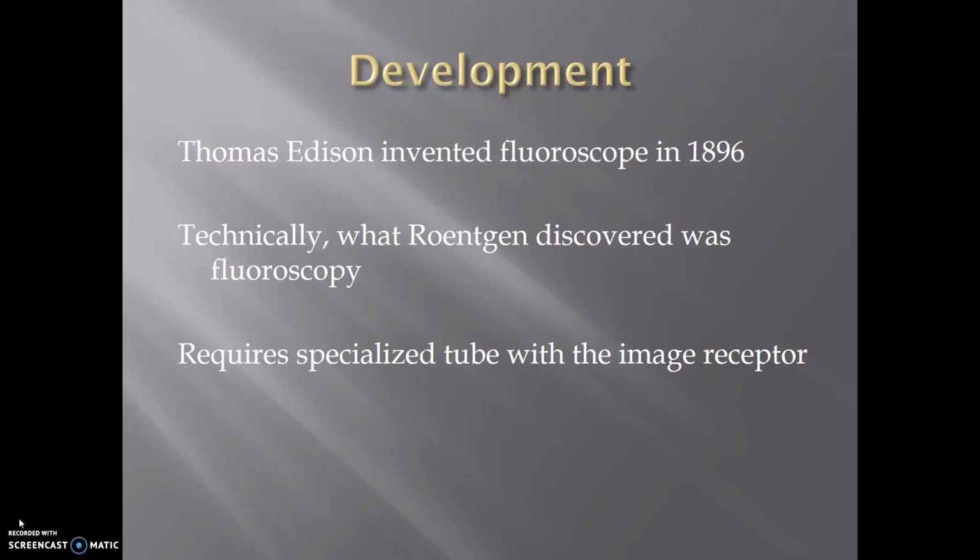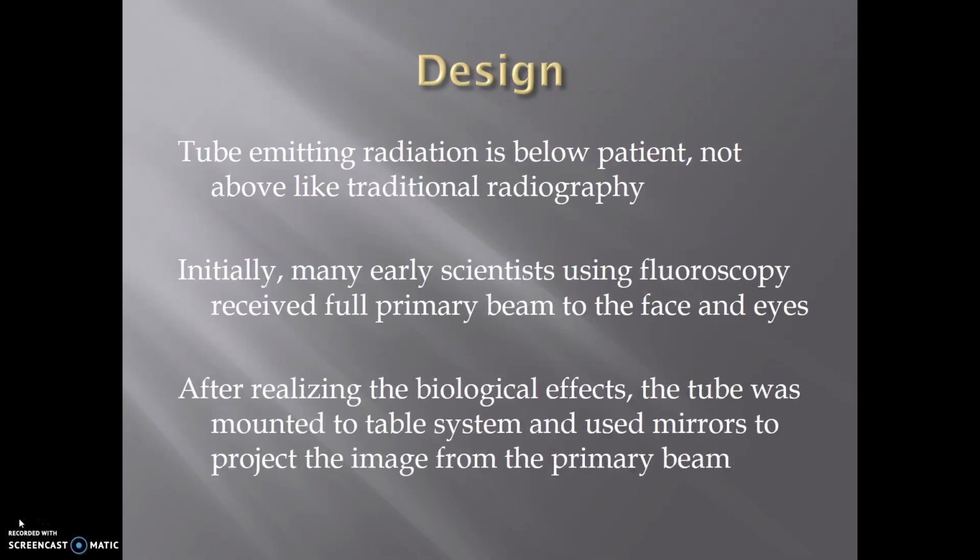Thomas Edison invented the fluoroscope in 1896. Technically, what Röntgen discovered was fluoroscopy. This requires a specialized tube with the image receptor. With fluoroscopy, the tube that is emitting radiation is below the patient, not above like traditional radiography.